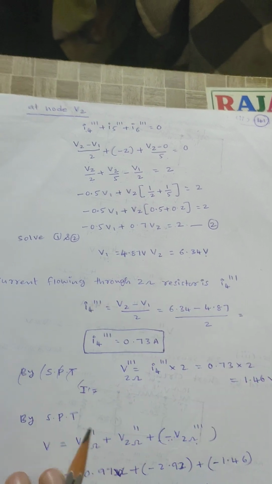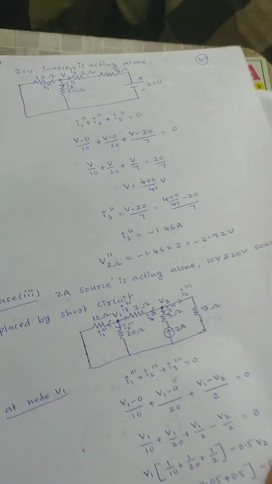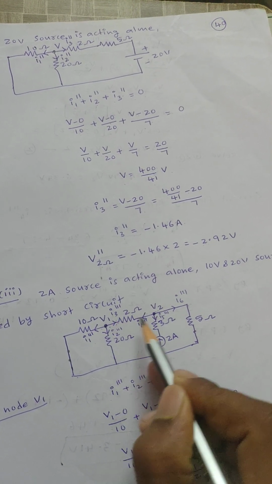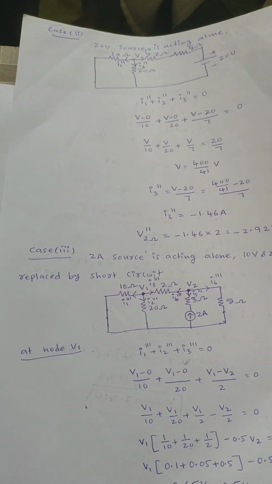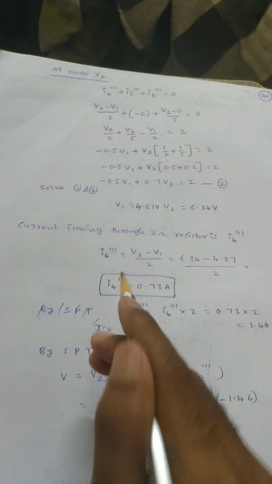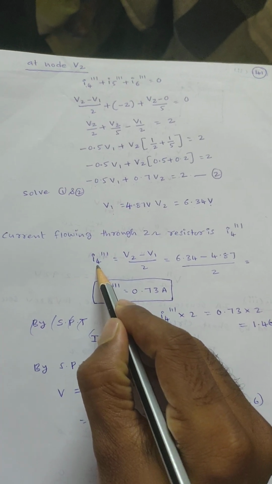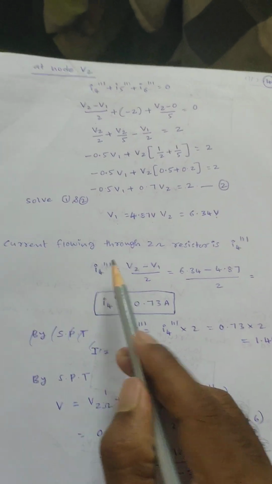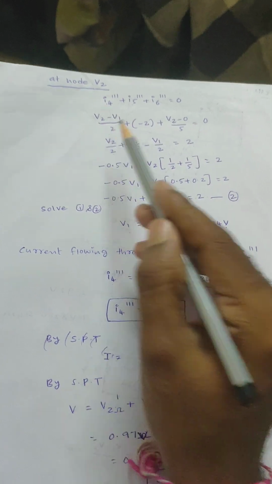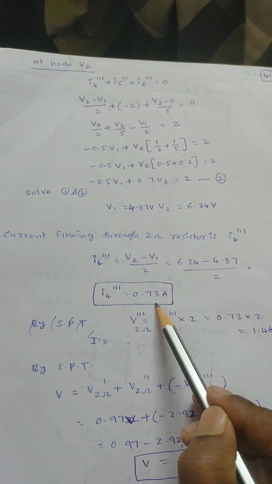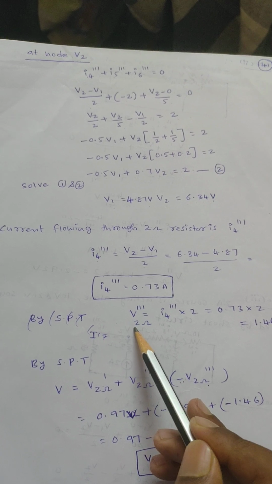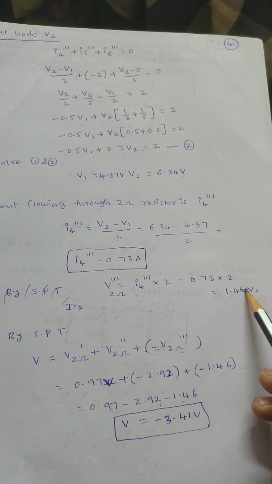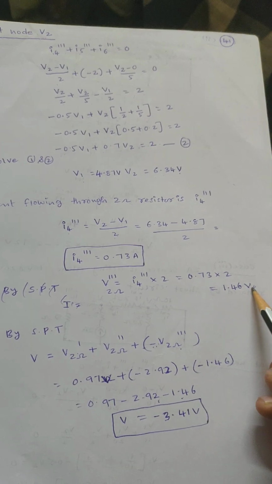But I need to calculate the current flowing through the 2 ohm resistor, that is either I3 triple dash or I4 triple dash. Here I am considering I4 triple dash, that is your wish, that is (V2 minus V1) by 2. That value will be 0.73 amperes. Then the voltage across the 2 ohm triple dash equals the current flowing through that branch into that branch resistance. I will get 1.46 volts.